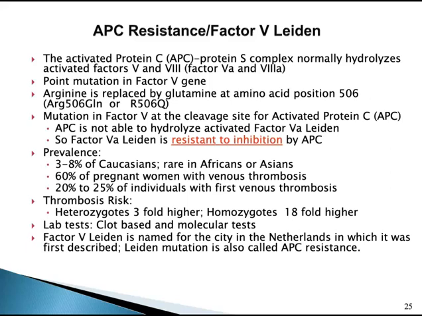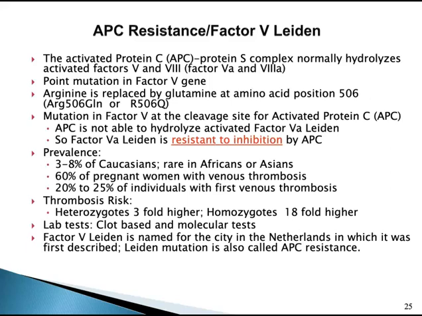The activated protein C and protein S complex normally hydrolyzes activated factor V and activated factor VIII, right? So basically what it does is that it prevents these major factors, factor V and factor VIII, from being activated all the time, right? And so there is a known mutation in the factor V gene where arginine is replaced by glutamine at amino acid position 506.